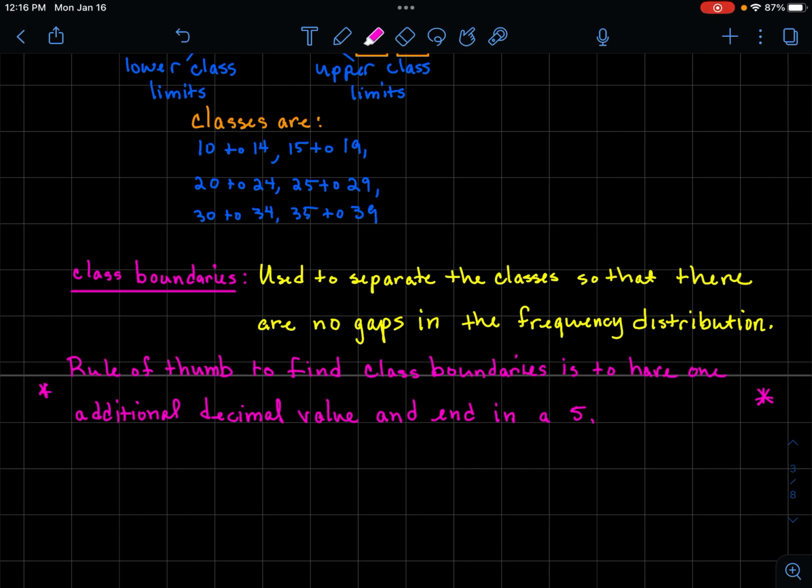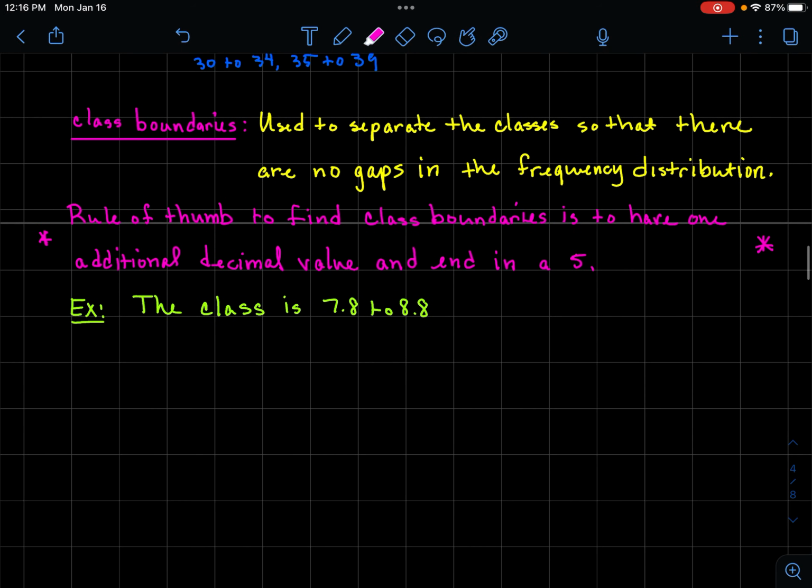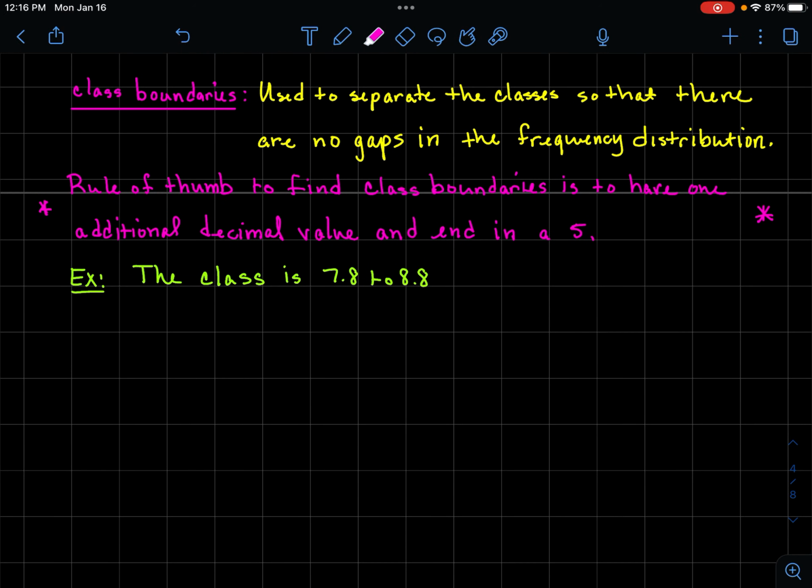So a good rule of thumb that we will use to find class boundaries is that we'll always have one additional decimal value, and that decimal value should end with a 5. So let me give you some examples. Say we have a class that already has decimal values in it. The class is 7.8 to 8.8. We need to add an additional decimal value to this, and it should end with 5s.